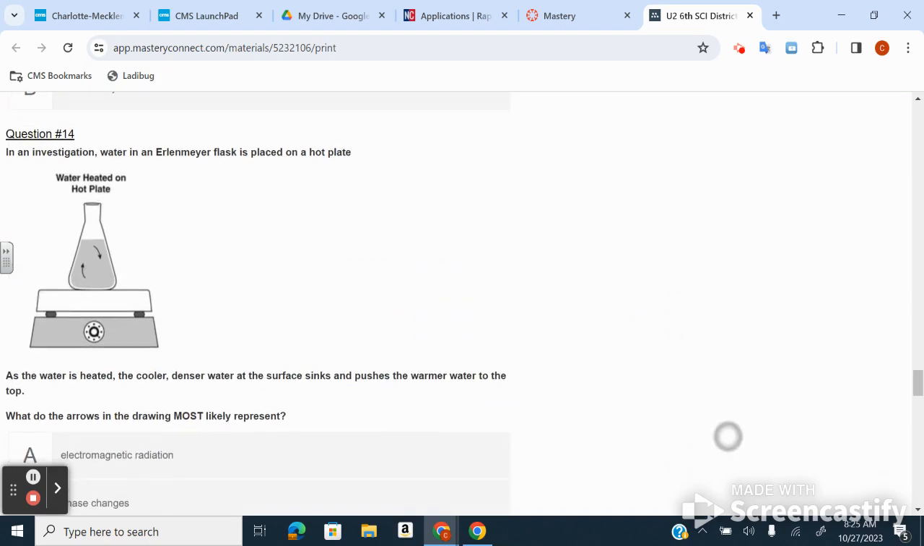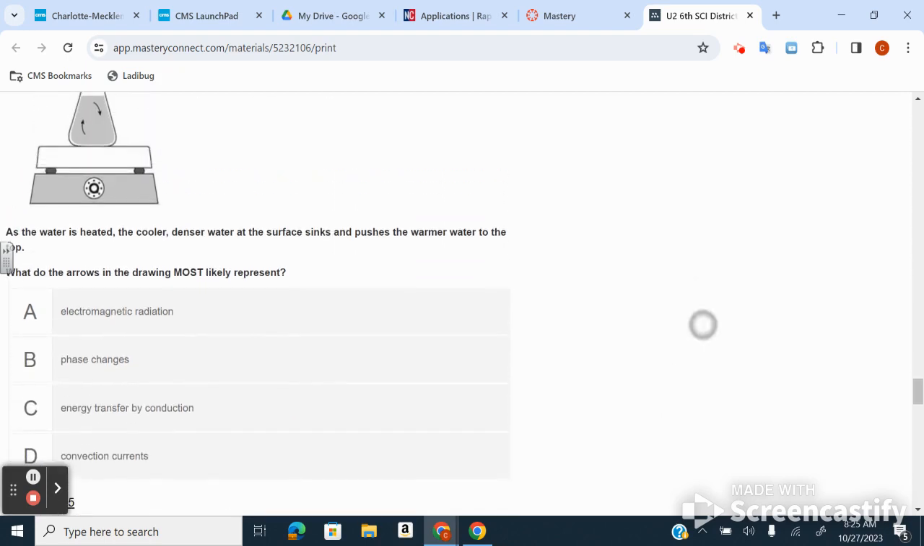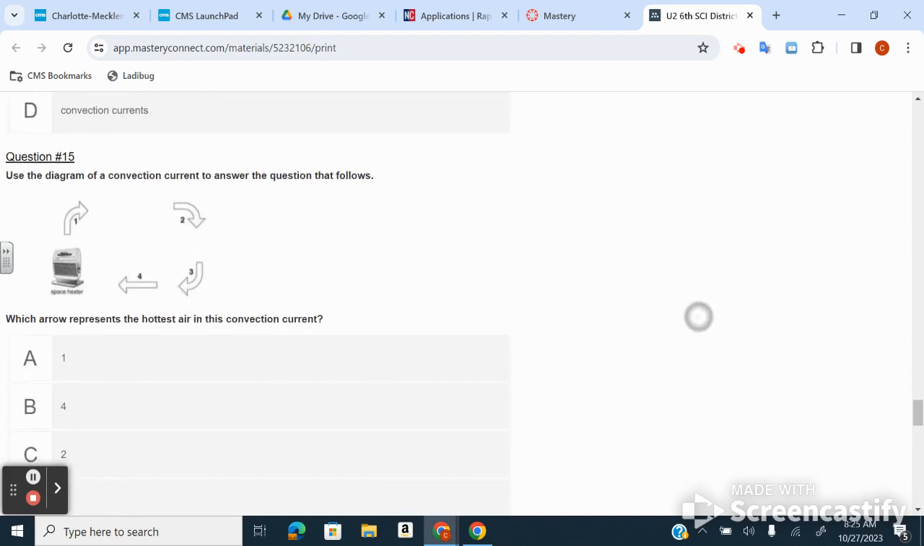Question 14. In an investigation, water in an Erlenmeyer flask is placed on a hot plate. As the water is heated, the cooler, denser water at the surface sinks and pushes the warmer water to the top. What do the arrows in the drawing most likely represent? A. Electromagnetic radiation. B. Phase changes. C. Energy transfer by conduction. D. Convection currents.